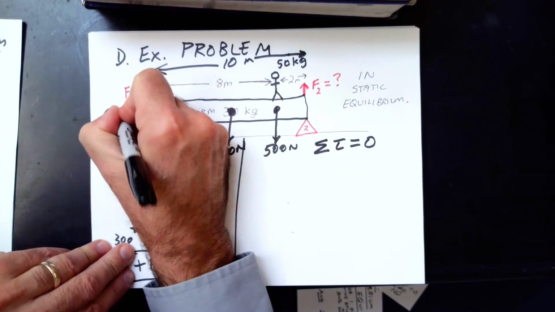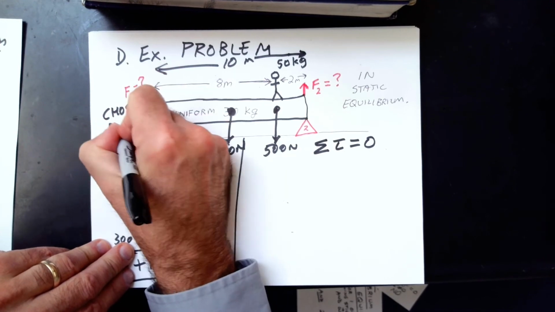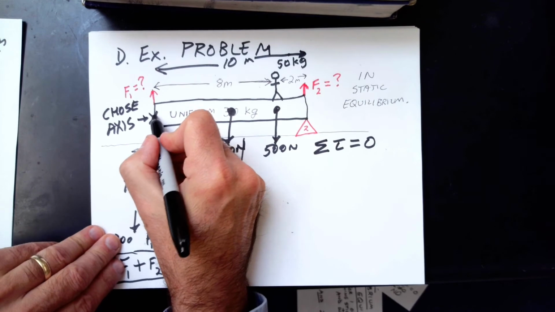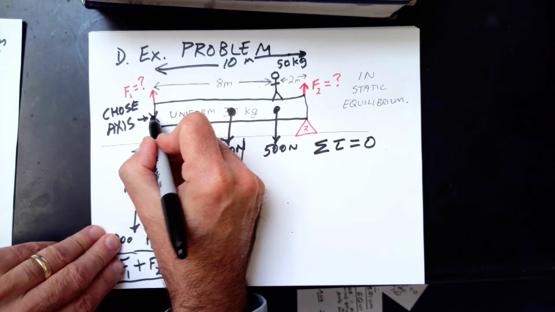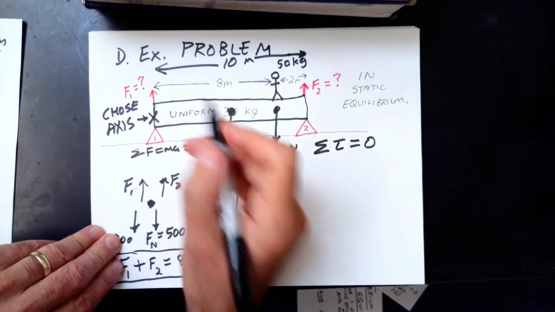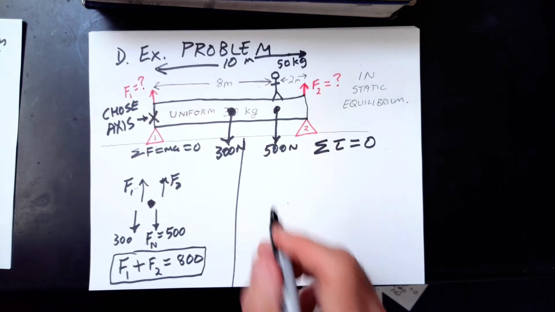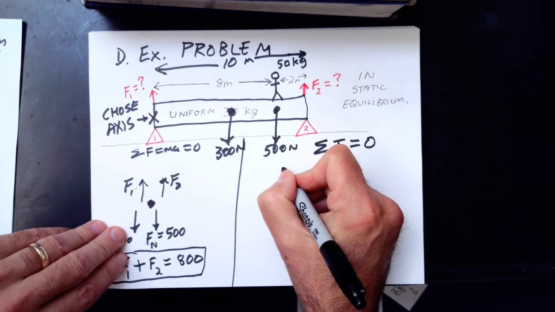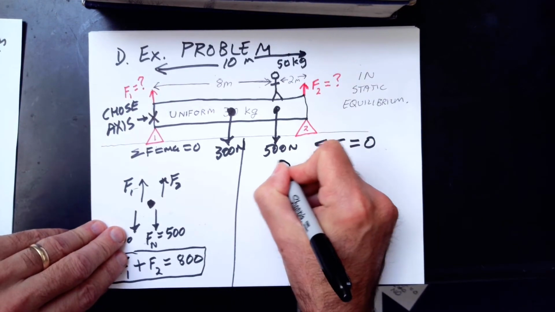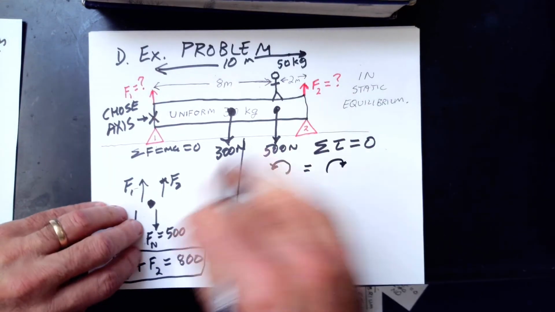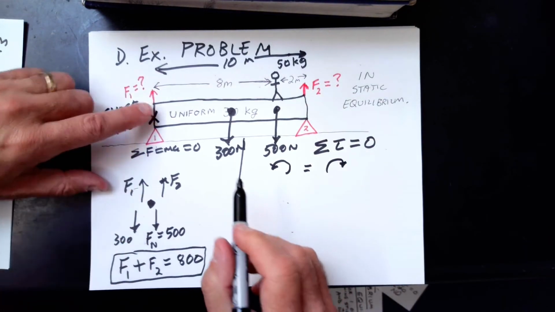So I'll write choose axis. Here, that's where I choose my axis, because that creates an r, a distance of 0 to where F1 is, so that eliminates this torque. F1 provides no torque here. All right, so let's write this. Now I could write sum of the torques equals 0, but I'm going to use that kind of common sense thing that the counterclockwise torques equal the clockwise torques, right? If it's not moving, the counterclockwise equals the clockwise torques. So let's go through and do that.